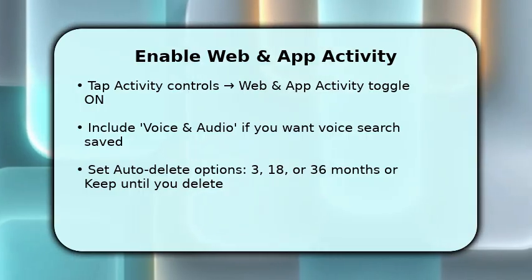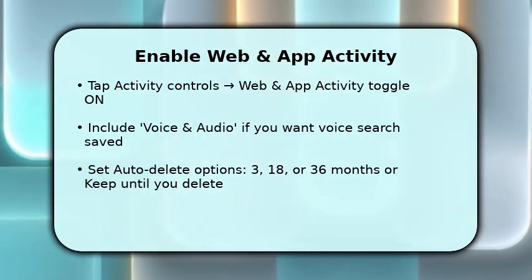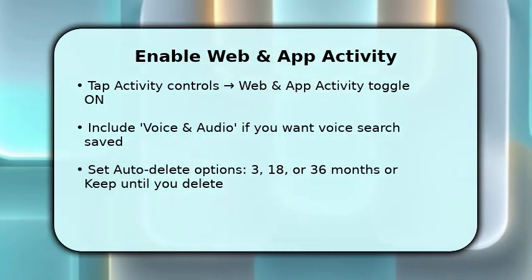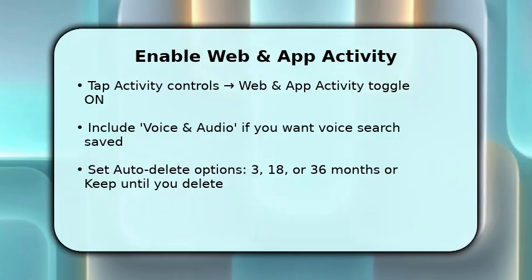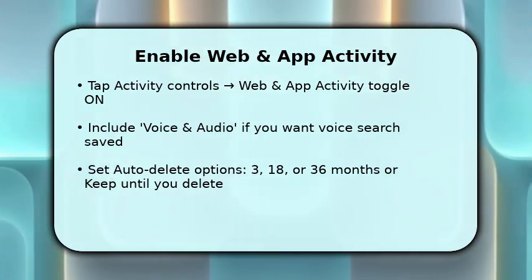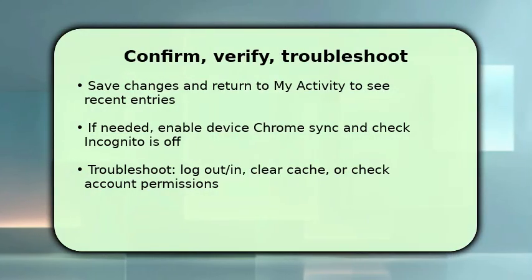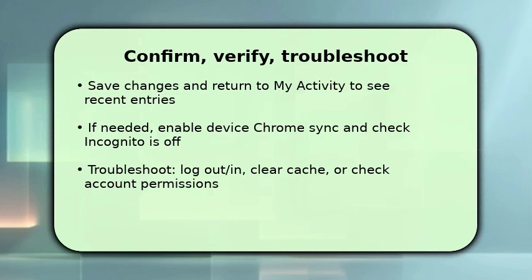Also check whether Chrome and other devices are syncing. If not, enable sync in Chrome settings. Once set, Google will start recording searches across signed-in devices. Finish by saving any changes and verifying in My Activity that recent searches appear. You can filter by date or product to confirm capture.